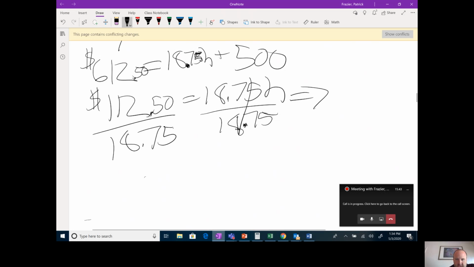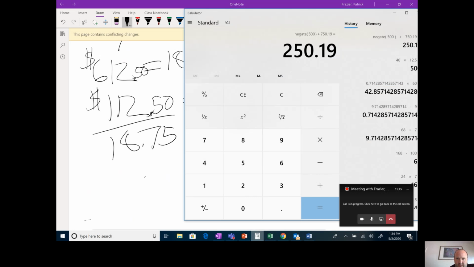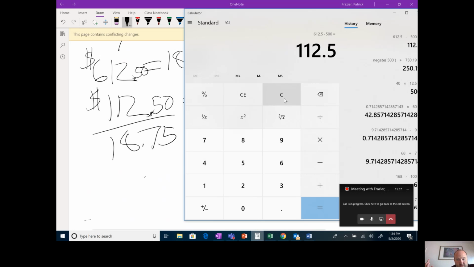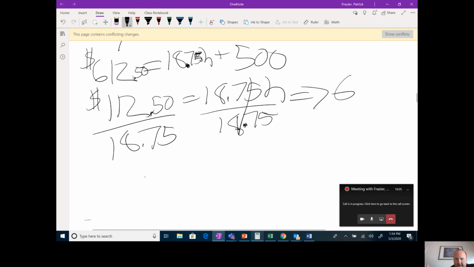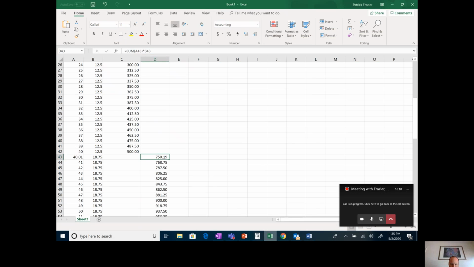And see what we get. Calculator. So we take 100, well, let's just double check, right? $612.50 minus 500 equals $112.50 divided by 18.75 is 6 hours. Okay, so let's go to our little calculator. And then look over here.